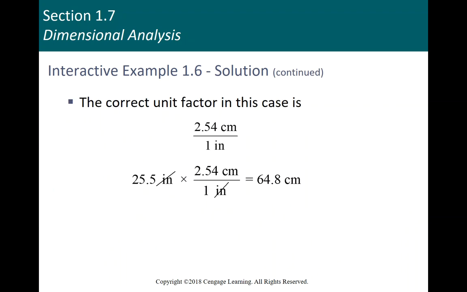So in this particular case, when we set this up, here's what we're given. We're going to start off with that and make sure we include units. Well, we want these units to cancel out, so we're going to use this unit factor. We could flip it and it would be the same conversion, same unit, but we need inches on the bottom, so the inches cancel out, and we need centimeters. So in this case, we would order a 64.8 centimeter bicycle frame.